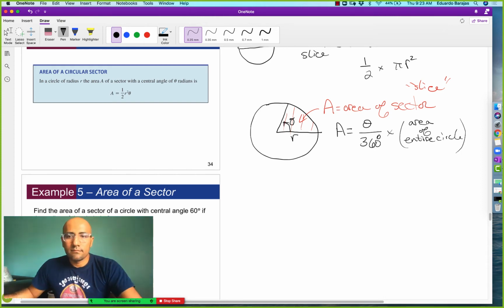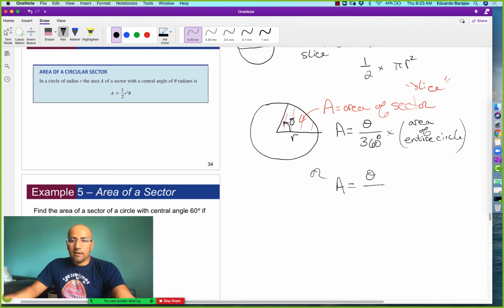Good. Okay, but it's not going to work out very nicely. This works, it's true, but again, it works out nicer if we think of it in radians. Right? So I'll just put or the area equals theta over 2 pi in radians. Right? So here theta was in degrees, but now we're going to go over to radians. And then same thing, this will give you a ratio, a proportion of area of the entire circle.